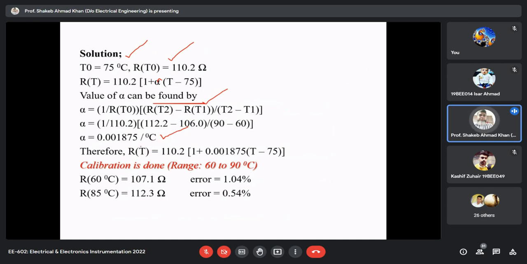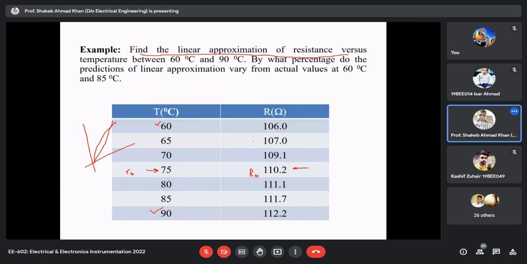Now you can see that once we are aware of alpha, we can say that calibration is done, and we know a relationship between RT and T has been established. This is a straight line equation between the resistance of your RTD and the temperature to which it is exposed. So this calibration is done.